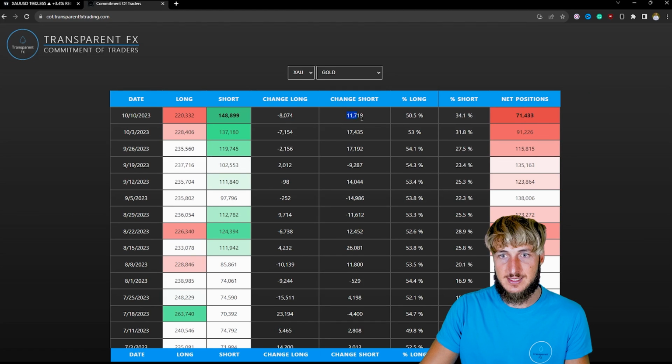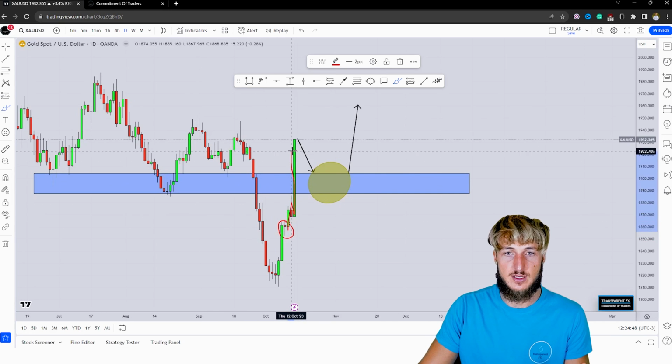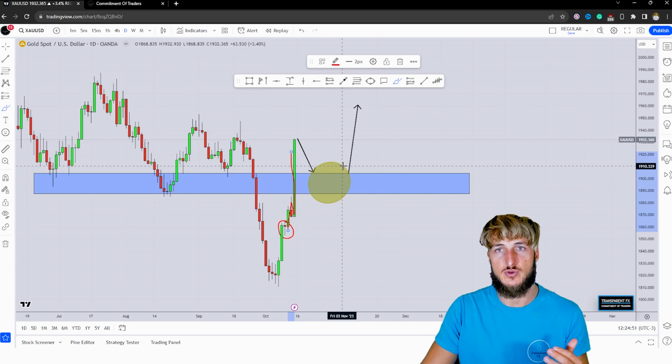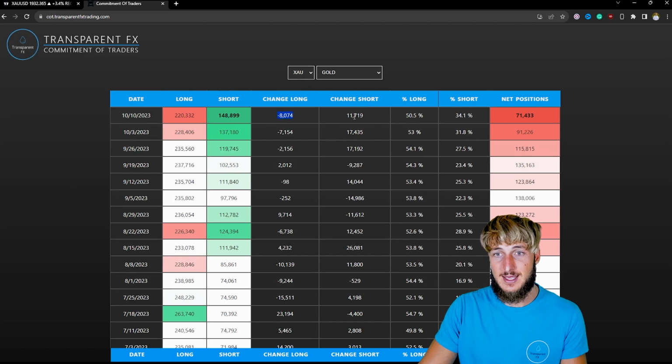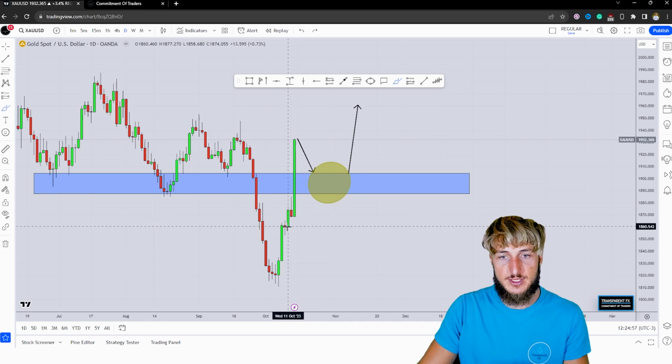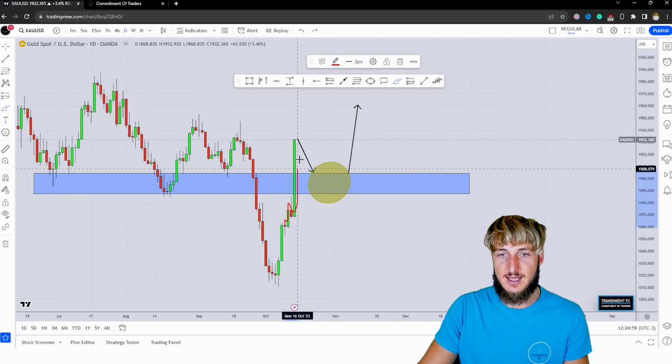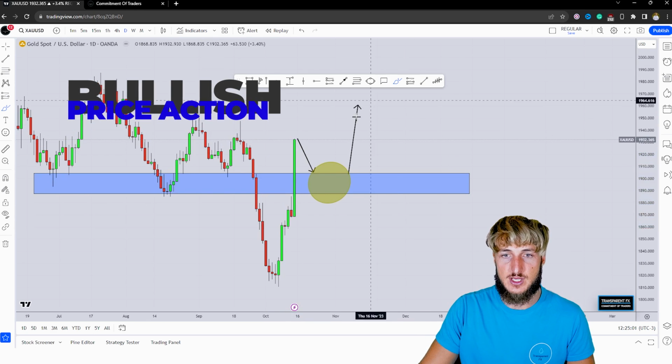And in fact, we can see how they opened 11.7k shorts and closed 8,000 longs. However, just the day after, the market started pushing to the upside aggressively. So clearly they were just trying to hide their positioning by shorting and closing longs on the day of the reporting, and then the day after, the trend to the upside just resumed.